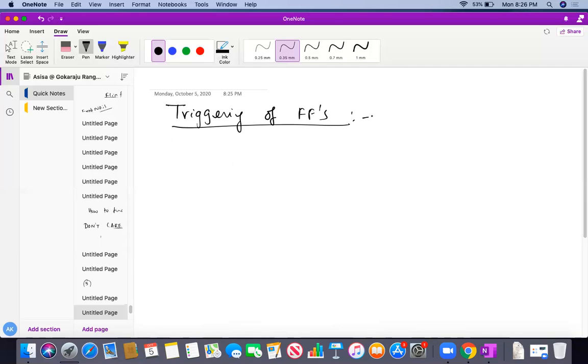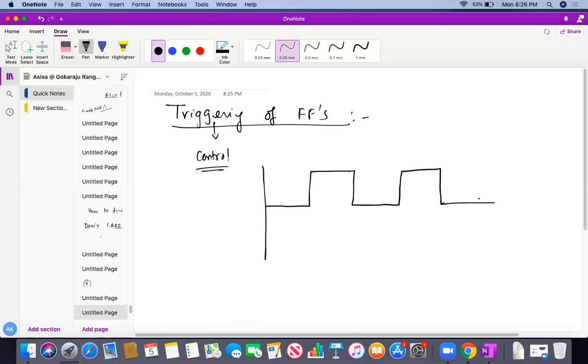So how can we trigger, meaning control? Control with the help of the clock pulse. Now the question is, how does the clock pulse work? I have already discussed with you what a clock pulse is. It's a kind of square wave. So this is my clock pulse.